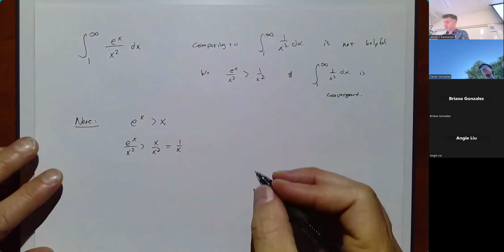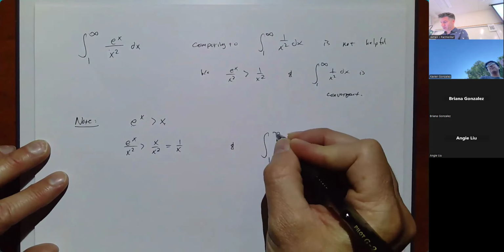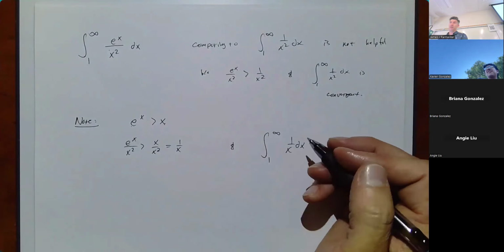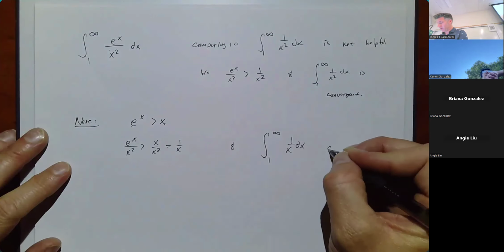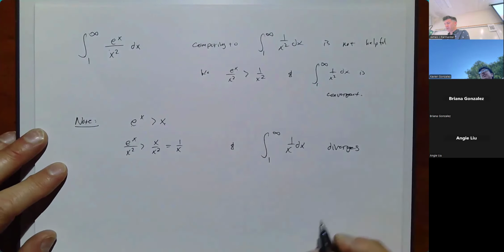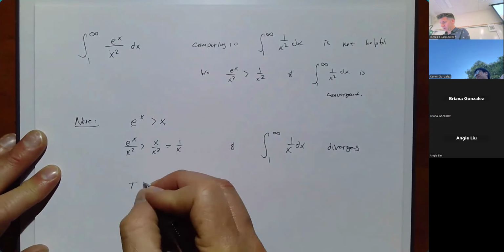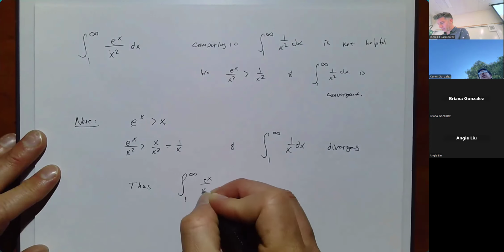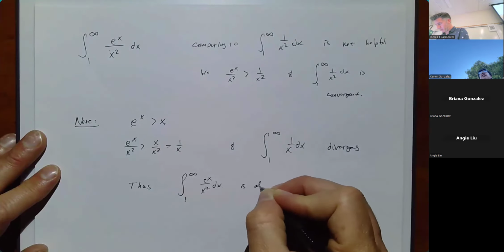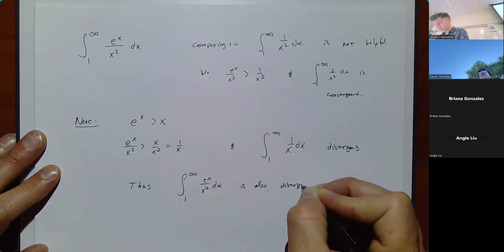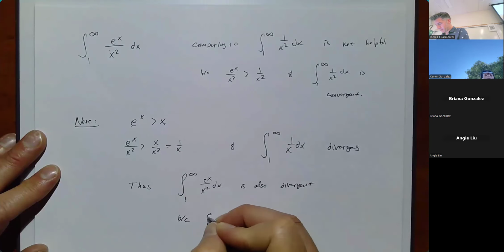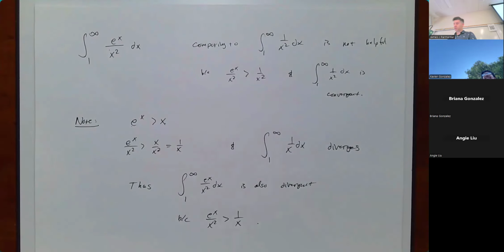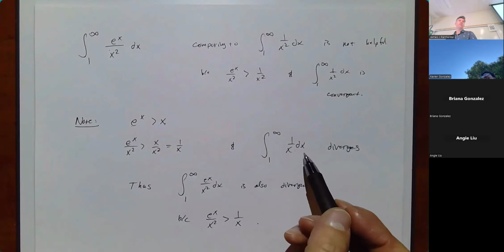And we know that the integral from 1 to infinity of 1 over x is famously divergent. We did it, it was the first one we did in class today. It certainly diverges. And so, thus, the integral from 1 to infinity of e to the x over x squared dx is also divergent by comparison, because the function that we're integrating is bigger than the function we just integrated.